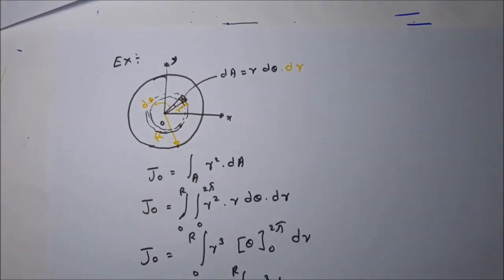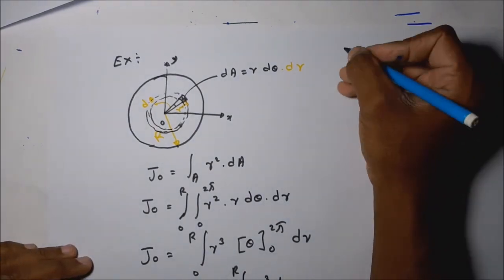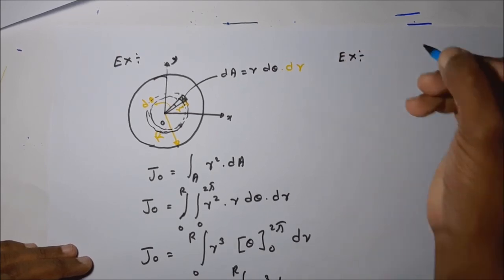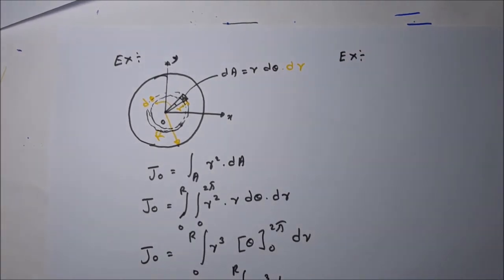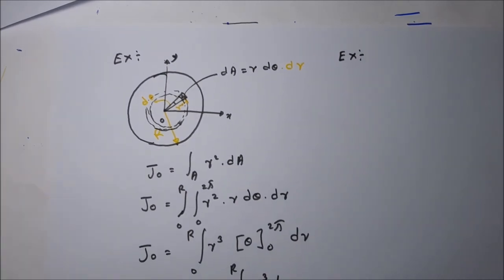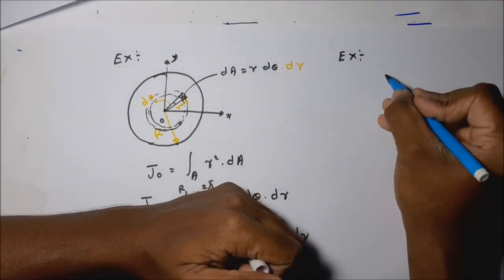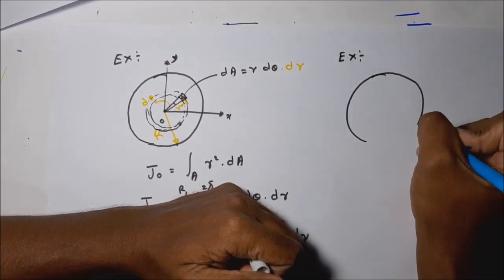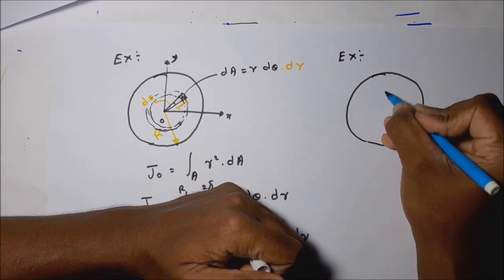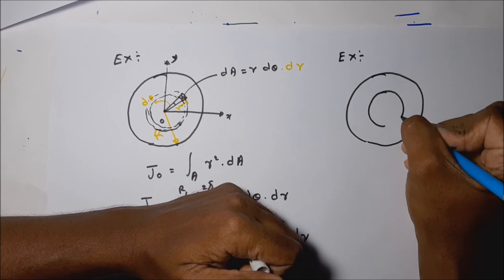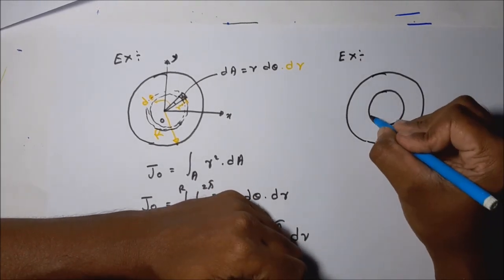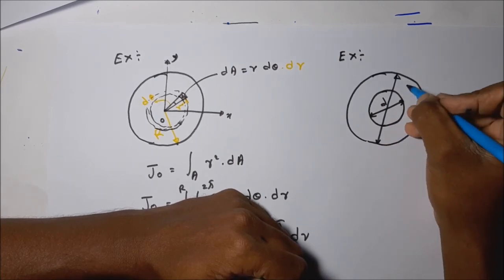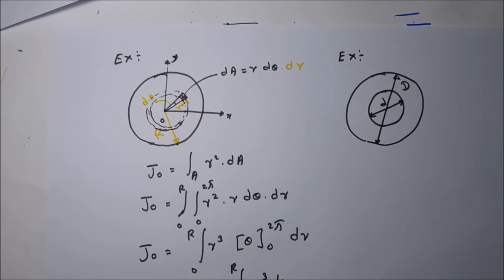In the same way, we can calculate the polar second moment of area for hollow circular cross sections. Let's take this kind of hollow cross section. This is small d, and this is capital D.